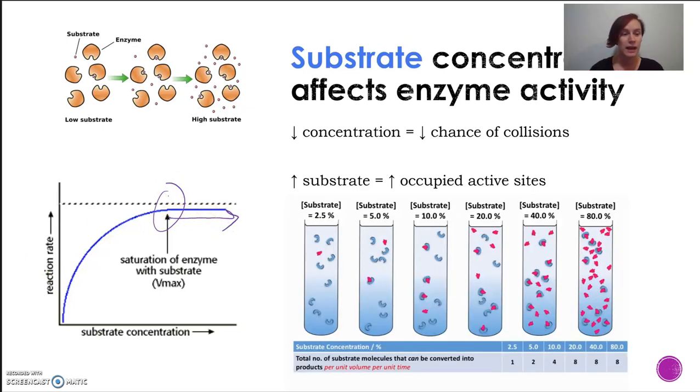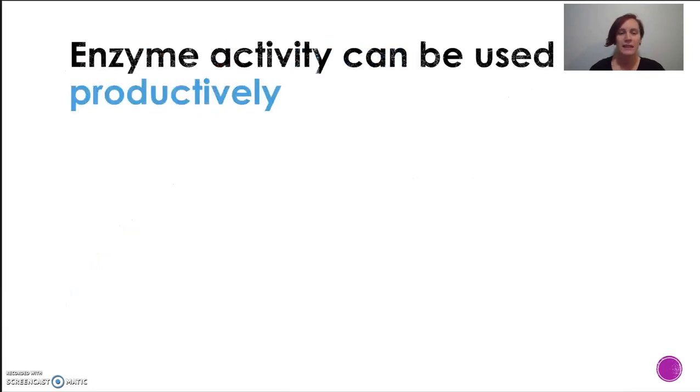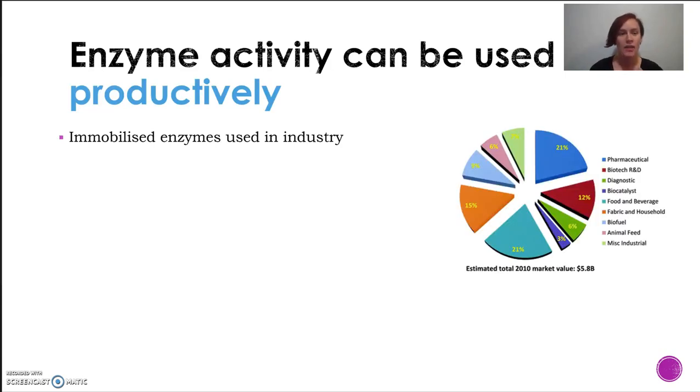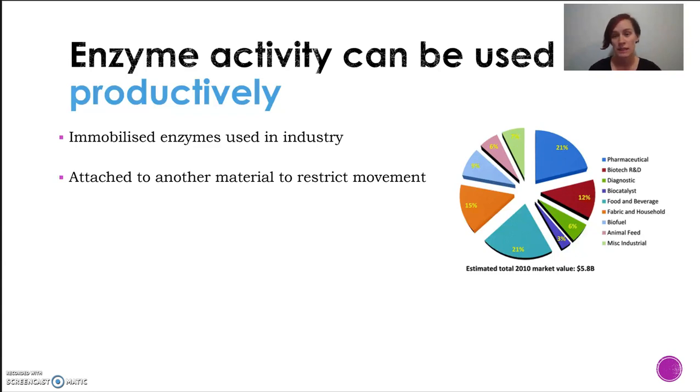Enzyme activity can be used productively, and mostly they are talking about immobilized enzymes. Immobilized enzymes are those that are attached to another material to restrict their movement, and they're frequently used in the food industry and the medicinal industry and things like that.